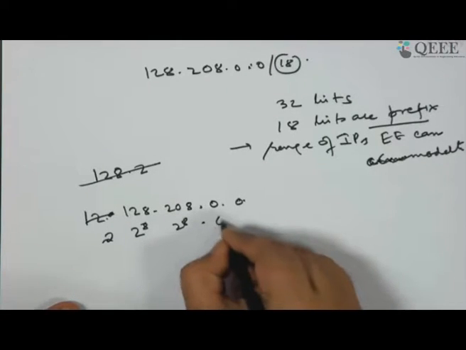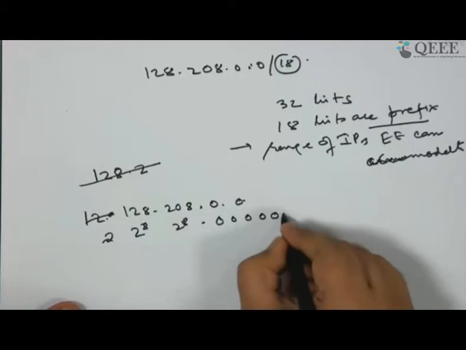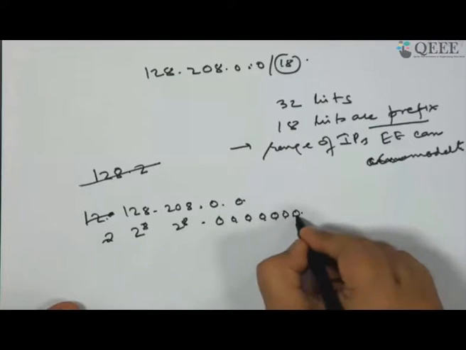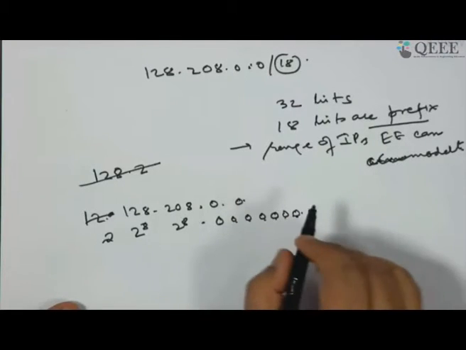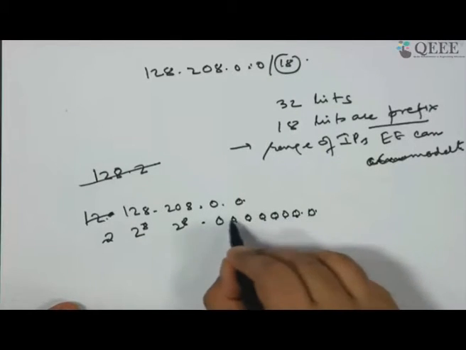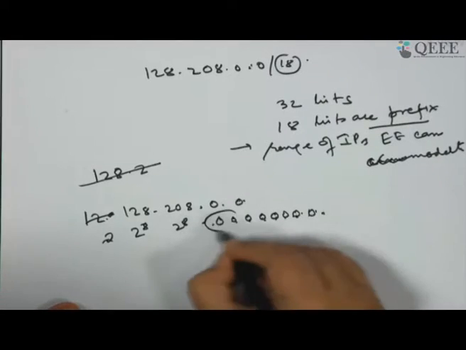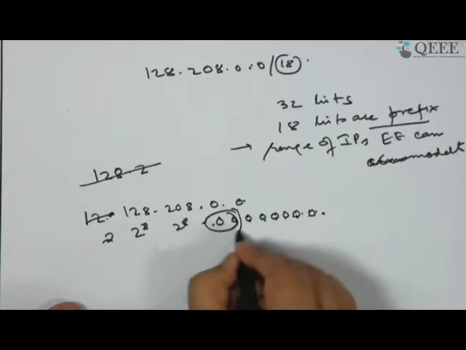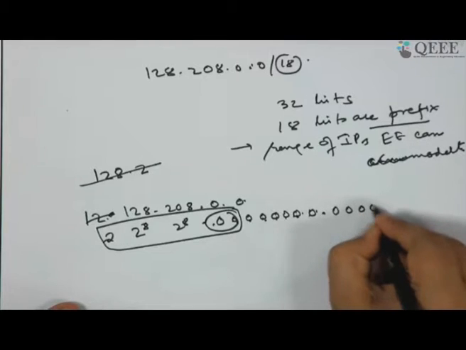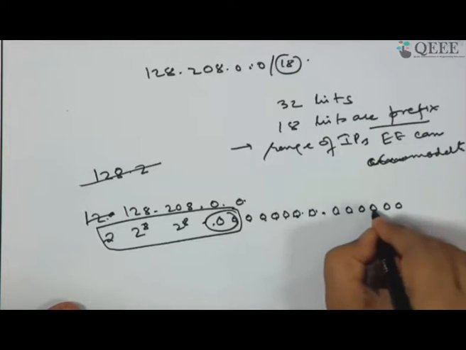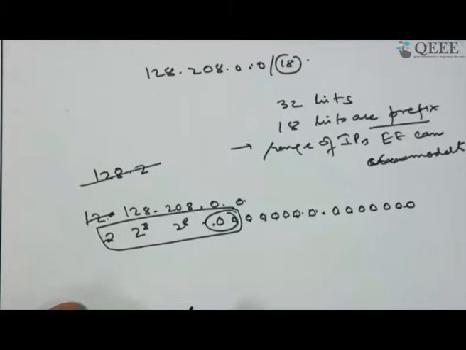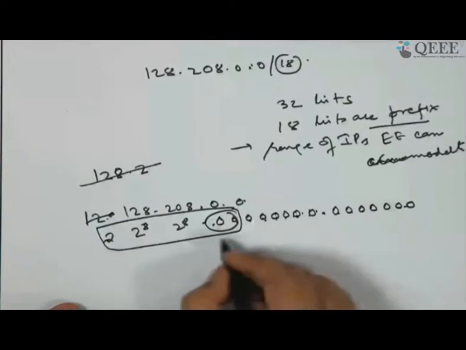So if this is 0 0 0 0, then 1 2 3 4 5 6 7 8. We have to write 8. Okay, 1 2 3 4 5 6 7 8. So the first 2 bits are also in the prefix, and this is 1 2 3 4 5 6 7 8. Now what would be the last address?